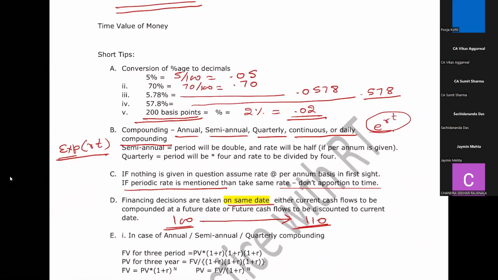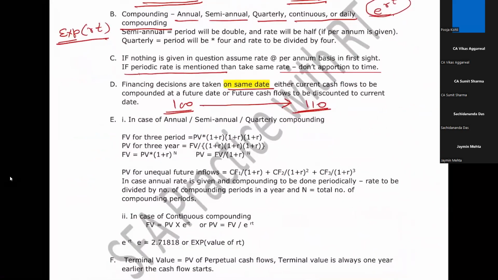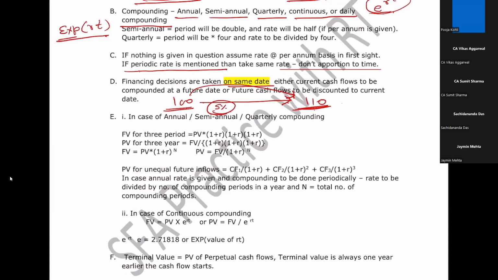So far, any questions on these 3-4 concepts? You can continue. Okay, yeah. So financing decisions we have to take on the same date. Same date means to take the decisions, either I have to go to the future or I have to bring it to the present. So if I will get 110 rupees and my expectation is 5%, shall I invest in a bond or a share which will give me a return of 110? Either I have to bring this 110 to today by discounting it by 5%, or I will compound 100 rupees at the interest rate of 5% to the future. So in the future, it will become 105. So it is better to invest.